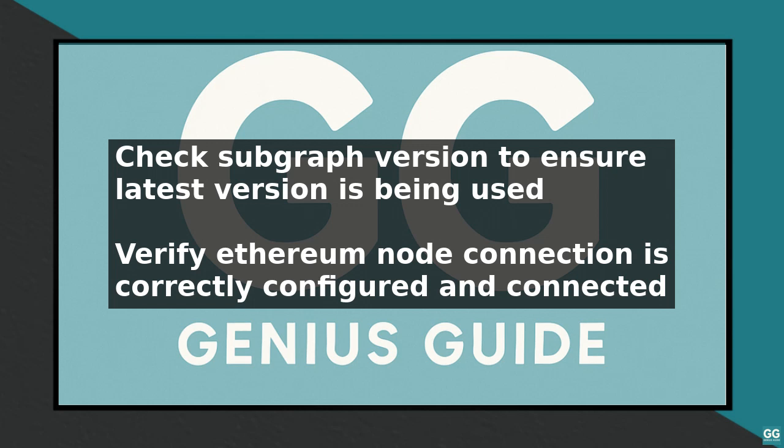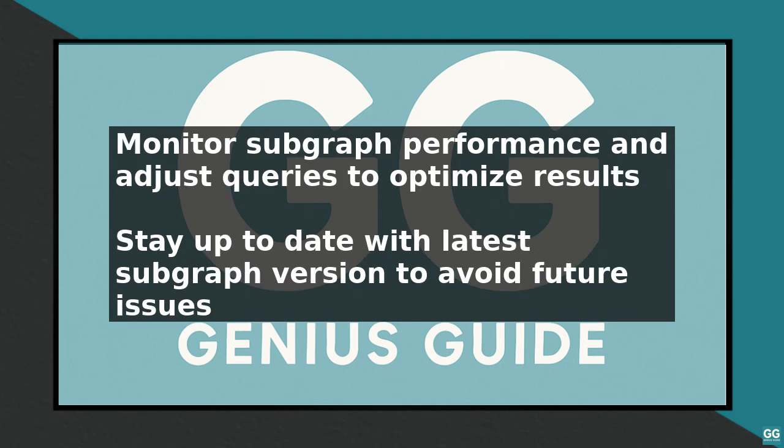To avoid issues in the future, make sure to stay up to date with the latest subgraph version and monitor performance regularly. By doing so, you can ensure a smooth and seamless experience when working with the Uniswap Subgraph. In conclusion, troubleshooting the Uniswap Subgraph requires a step-by-step approach, starting with checking the status page and logs, then verifying query formatting and subgraph version.